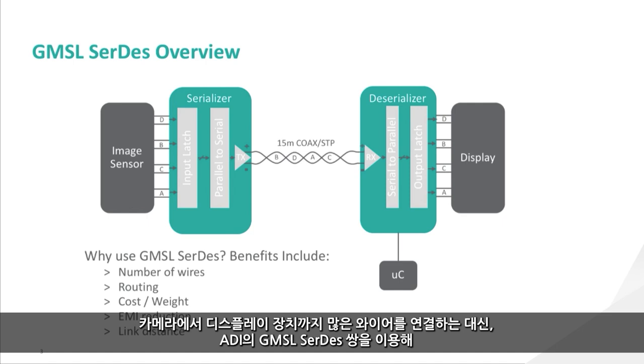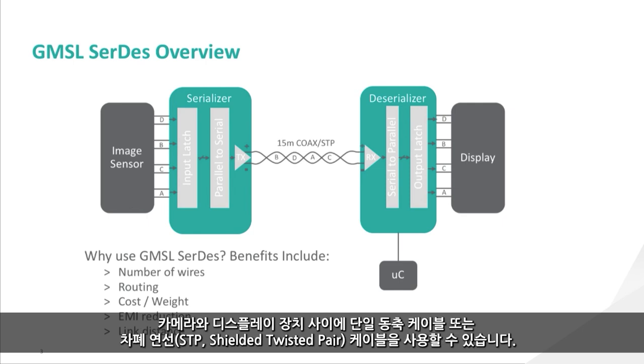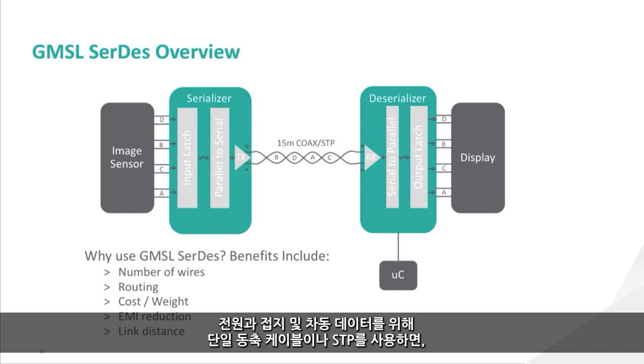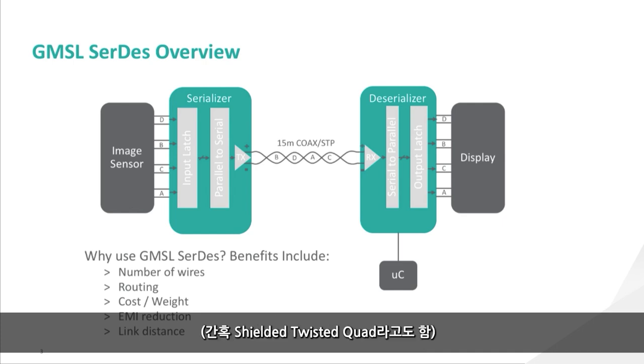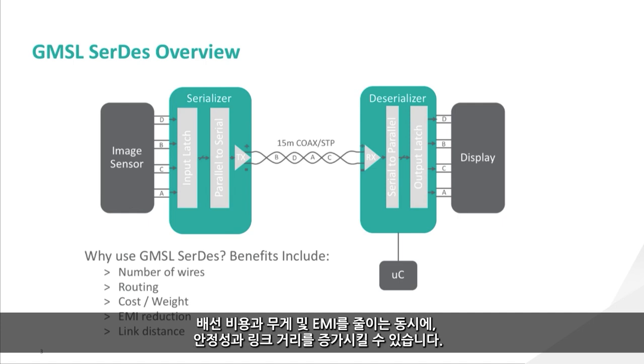Instead of running many wires from the camera to the display unit, customers can use a Maxim GMSL SerDes pair to run a single coaxial or shielded twisted pair (STP) cable between the camera and display unit. Using a single coax or STP, sometimes referred to as a shielded twisted quad for power, ground, and differential data, reduces cabling cost, weight, and EMI while increasing the reliability and link distance.